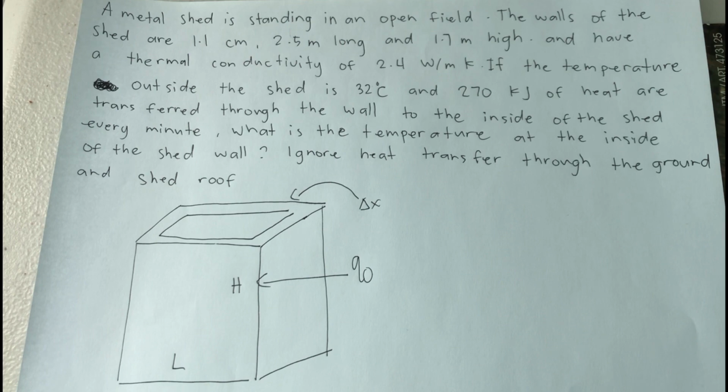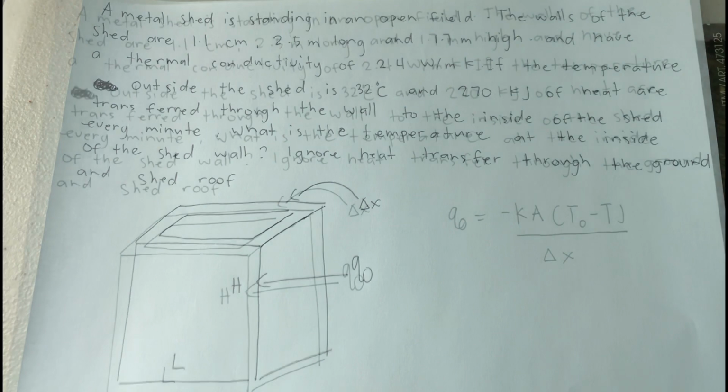Let's write down our heat transfer equation. This heat transfer equation is the Fourier equation for heat transfer. We are going to assume that heat is being transferred one-dimensionally through the thickness of the wall, because the wall is big enough that heat transfer is faster through the thickness of the wall than along the length or up and down. So we're going to type it now.